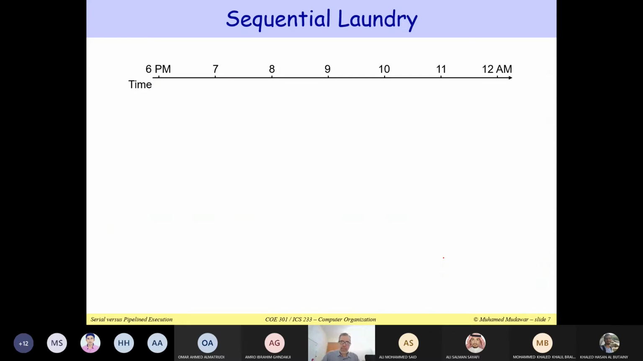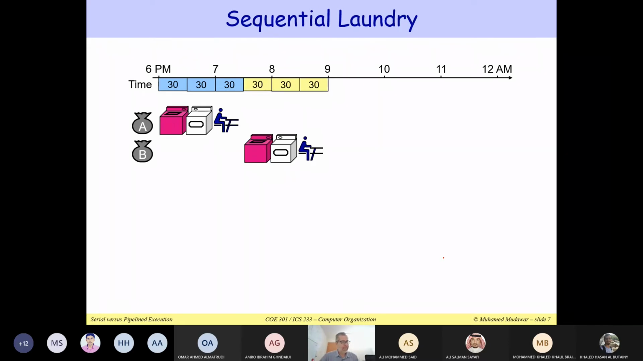Right. So if I would like to do it as sequential laundry, this is an example from the real world just to compare sequential execution versus pipeline execution. If I do it sequentially, we start on a weekend at 6 p.m. with load A. I will wash, it will take 30 minutes. Then I will dry another 30 minutes, plus 30 minutes to fold. Then I will start B at 7:30. I will finish at 9.